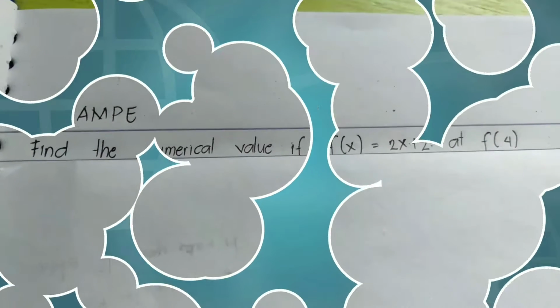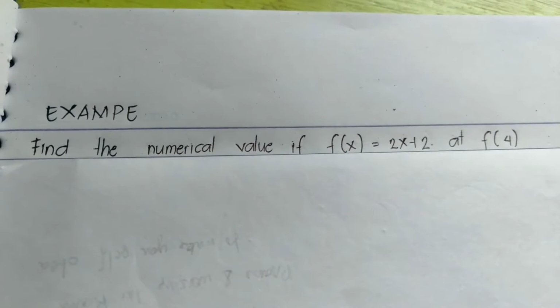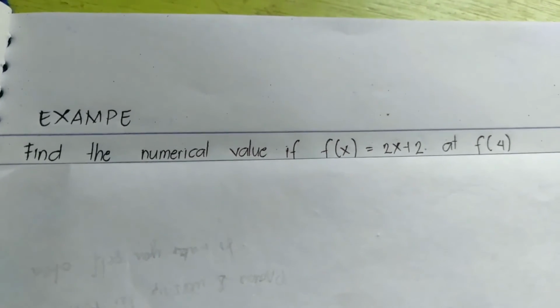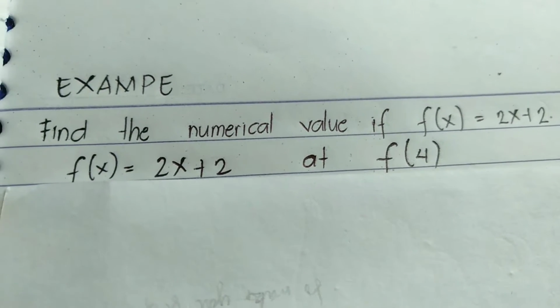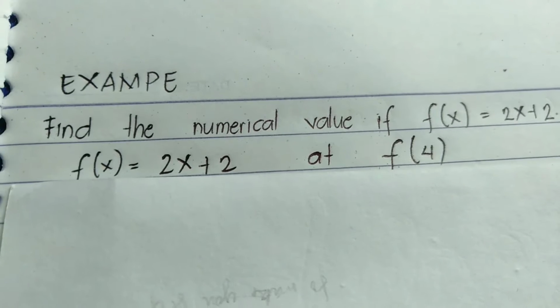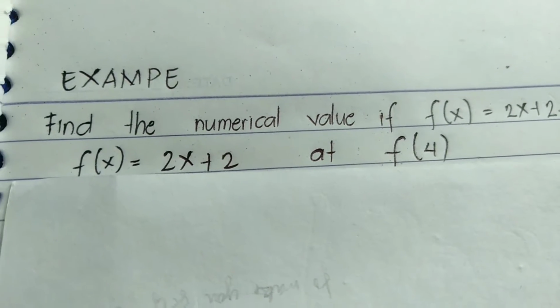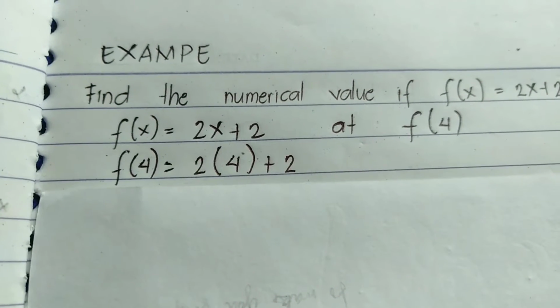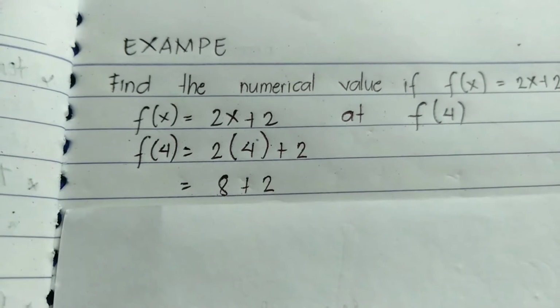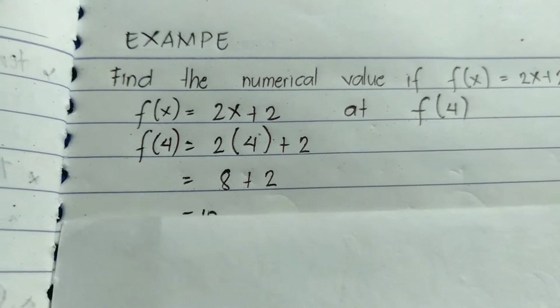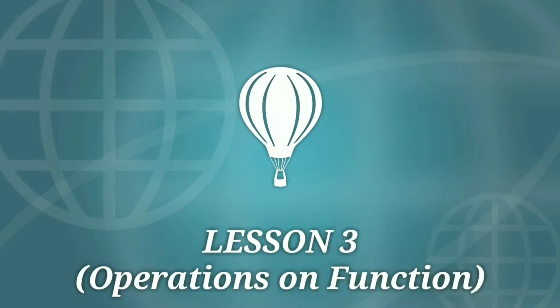For example, find the numerical value if f of x is 2x plus 2 at f of 4. First, let us copy the given, then substitute the value of 4 in x. So f of 4 is equal to 2 times 4 plus 2. Then simplify. 2 times 4 is 8, plus 2 is equal to 10.